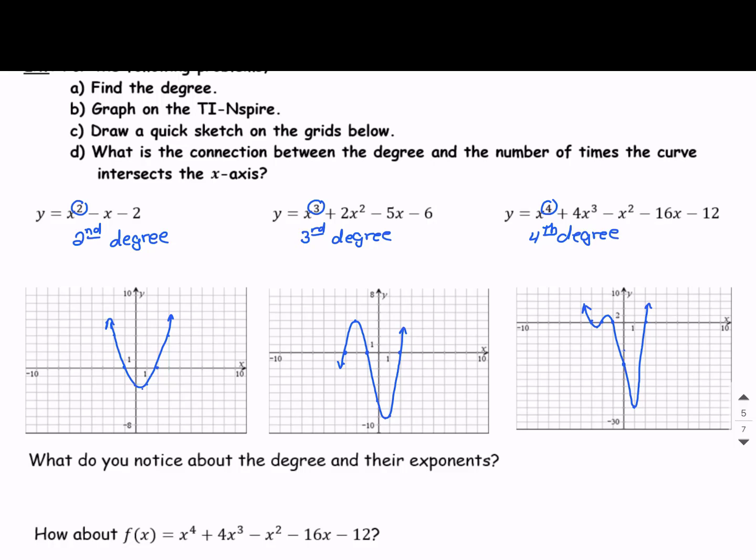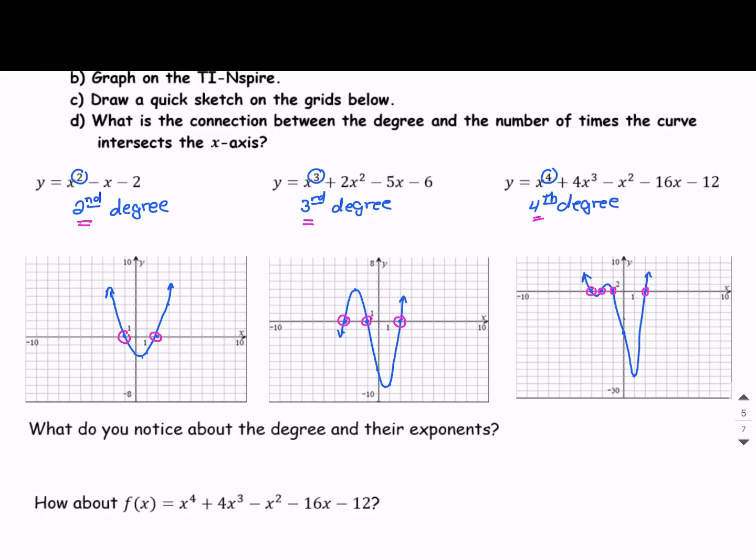So now we want to look at the degree and the number of times the curve intersects the x-axis. In this first example, it intersects the x-axis twice, and that's our degree. In the second example, it crosses the x-axis 1, 2, 3 times, and that's our degree. In the third example, it crosses the x-axis 1, 2, 3, 4 times, and that's the same as our degree.